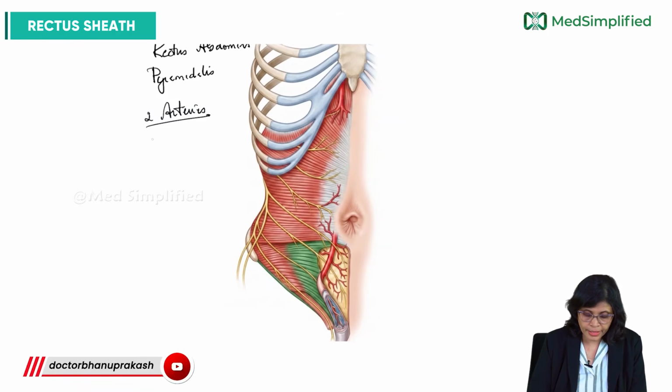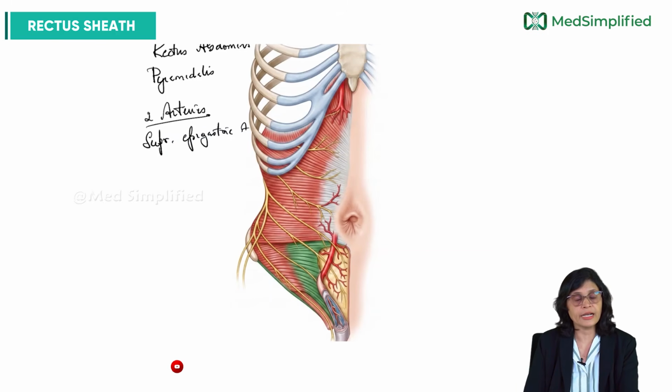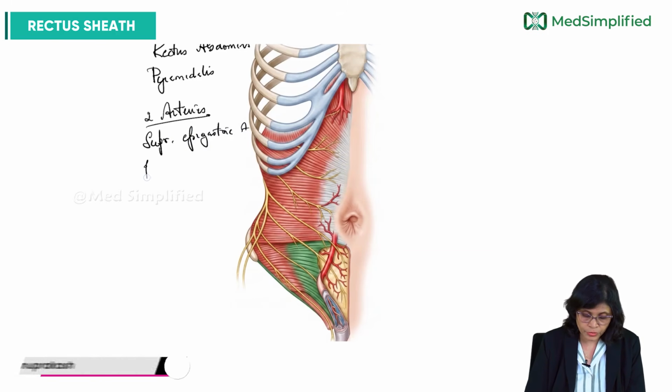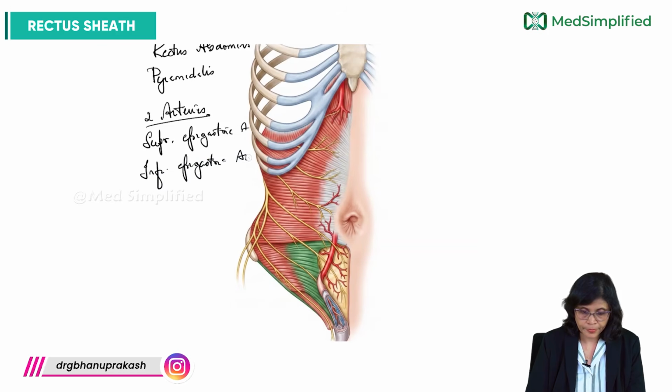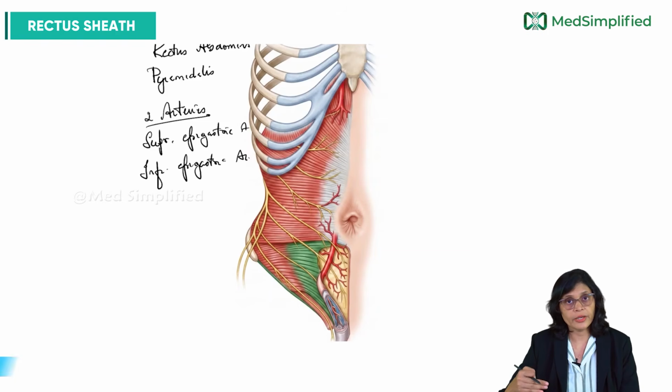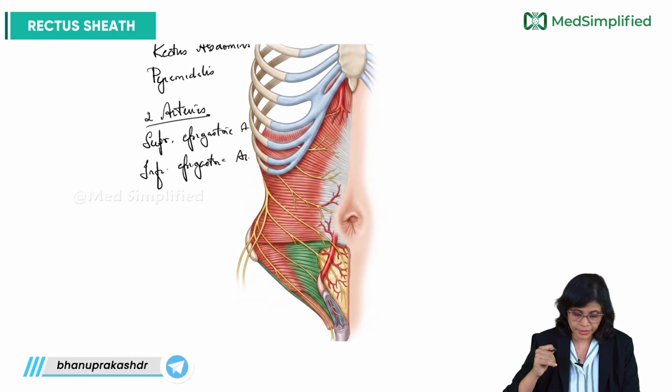Okay, so one is the superior epigastric artery. Now, superior epigastric artery is a branch from the internal thoracic artery, and we also see the inferior epigastric artery. The inferior epigastric artery is a branch of the external iliac artery. Both of these arteries enter the rectus sheath where they will be anastomosing with each other.